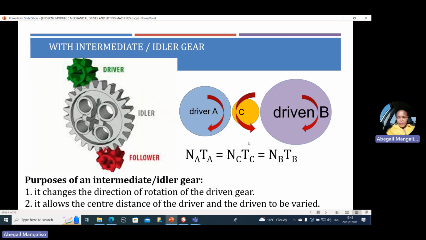But we have with intermediate gear, I've already explained that when there's an intermediate gear, its purpose is to change the direction of the driven gear. So the formula is that this gear is in mesh with this one, so it's NA TA equal to NC TC. NC TC is also equal to this one because it's driving gear B. So depending on which side has givens and which side you're looking for the unknown, you equate those two sides. You don't equate all three formulas. It's either you choose NC and TC, or A and C.